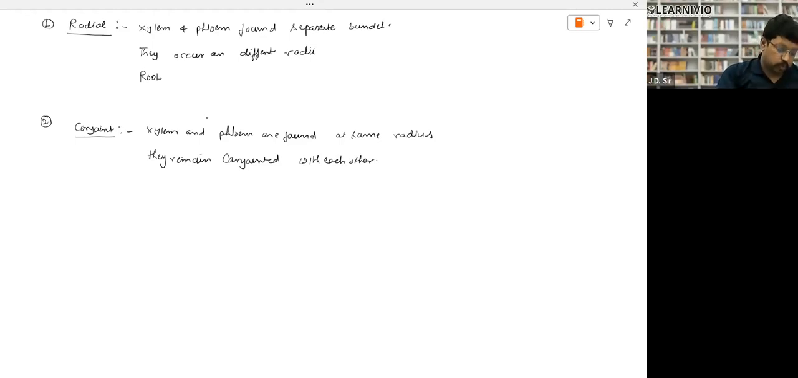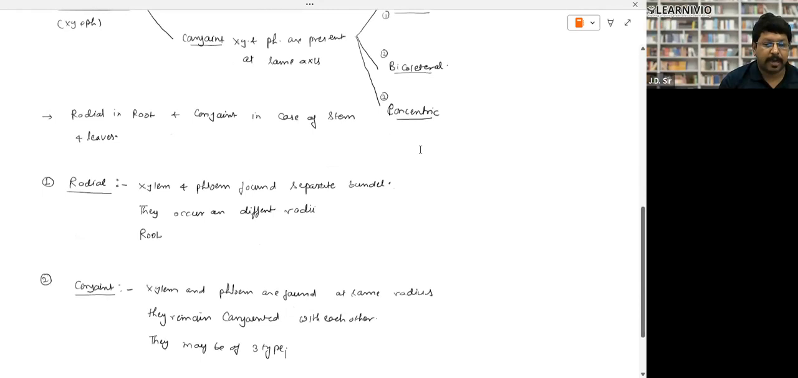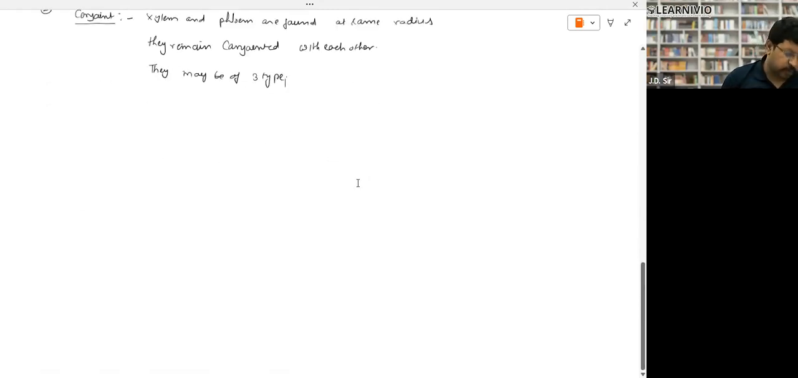After conjoint, note it down. They may be of three types. So further conjoint vascular bundles are of three types. I have already explained to you: collateral, bicollateral, and concentric. Right. So the first one is collateral.